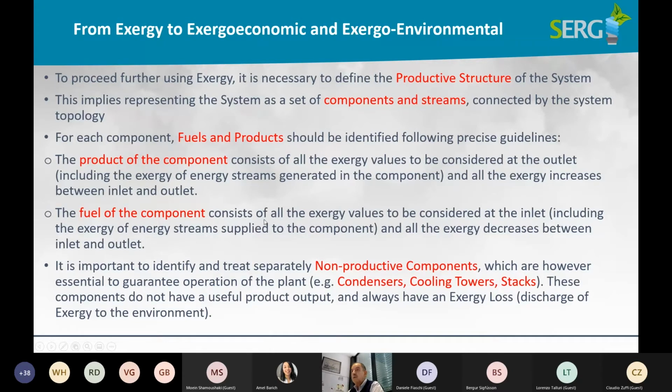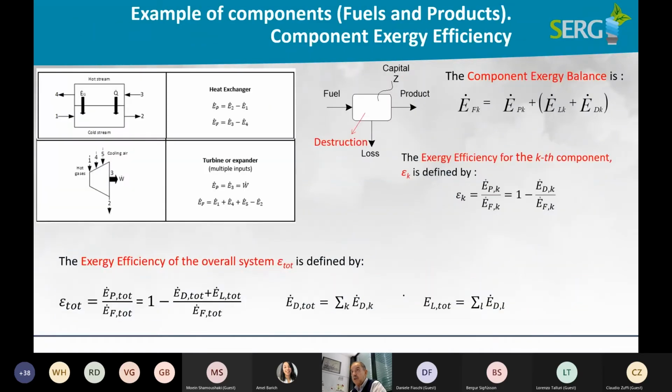Of course, there are also non-productive components, which are quite well outlined by the Spanish school in Zaragoza. Of course, it originated in Chirche, and they are very important because they guarantee operation of the plant. There are components which do not have a useful output, for example, condensers or cooling towers or pumps, and also the reinjection loss, for example, in geothermal energy, is a typical case of something which is non-productive, but it is essential to have the system working.